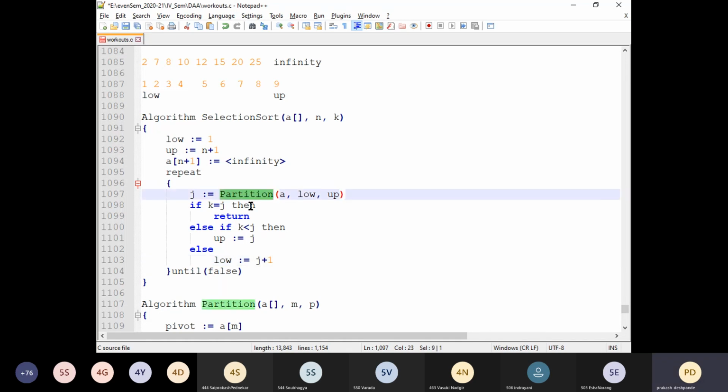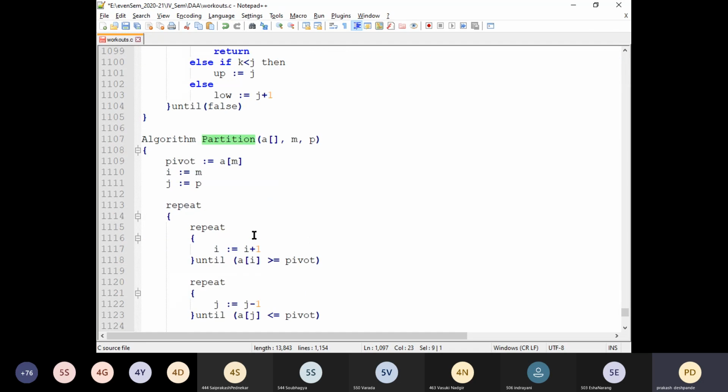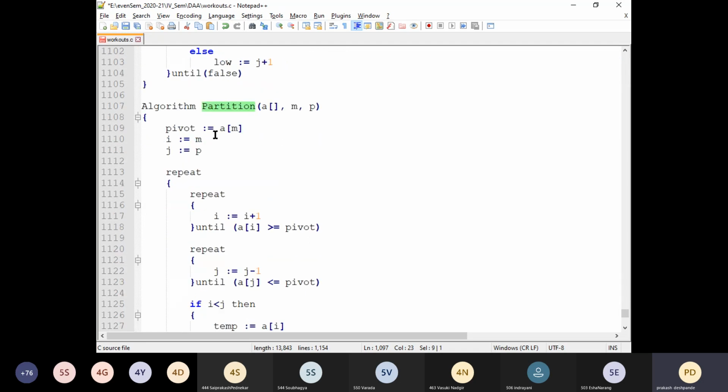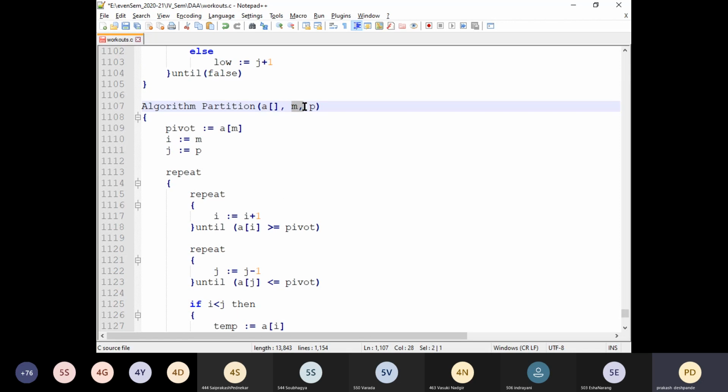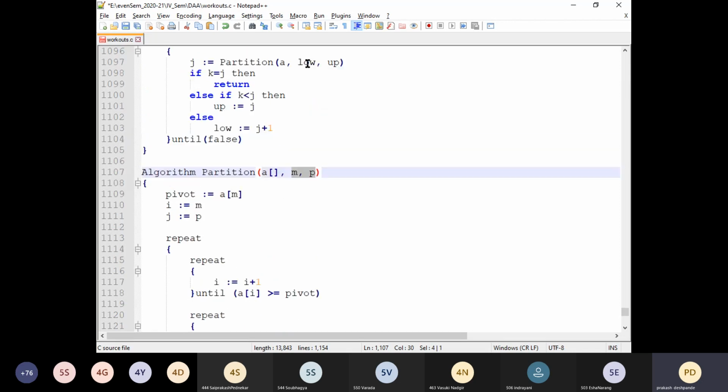On the other hand, the partition procedure is similar, or the same, as the partition which we have studied in quicksort. Now let us quickly go through how this partition works. In the partition, we take the array, the given set of elements, then two more values, m and p. These m and p are low and up values respectively. M is low and p is up.